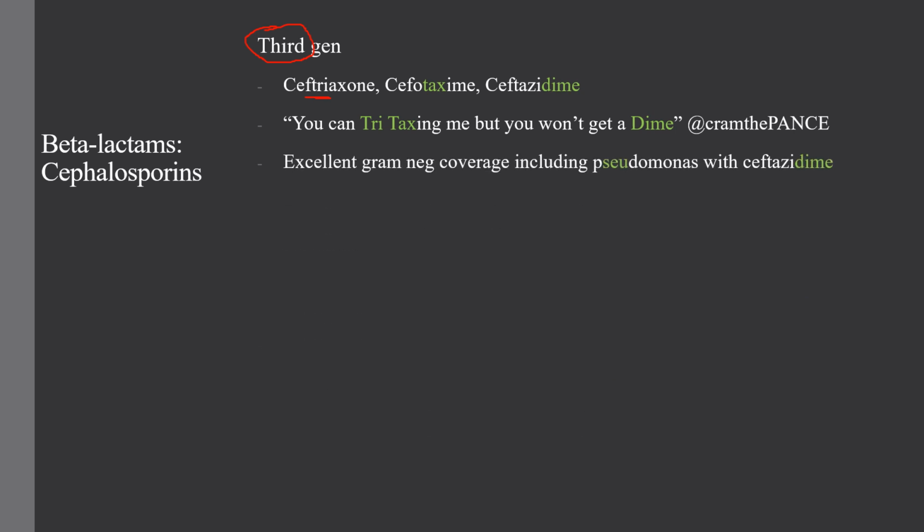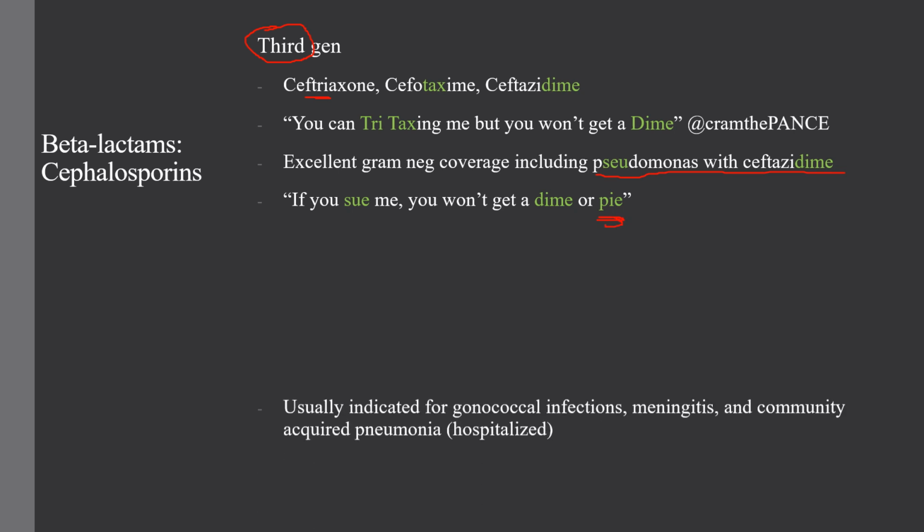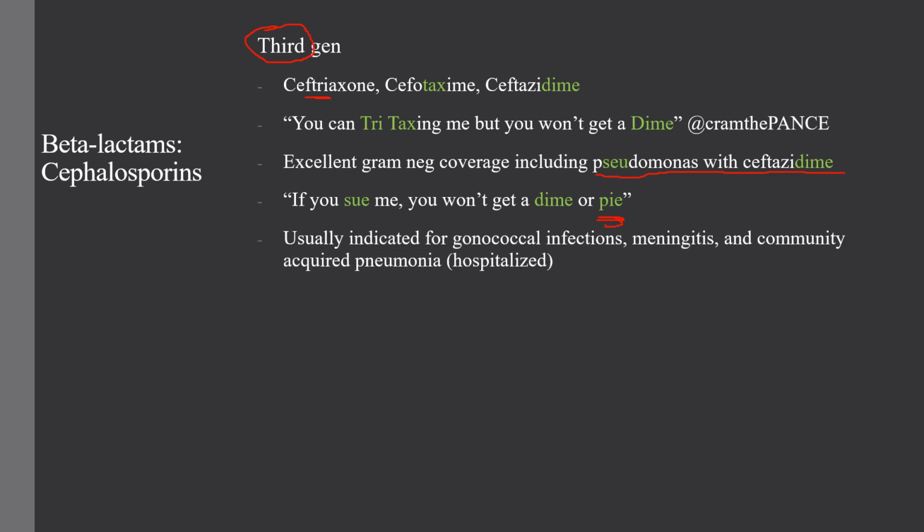They have excellent gram-negative coverage, including Pseudomonas with ceftazidime. And the way to remember this is: if you sue me, you won't get a dime or pie. I keep this one in here because this refers to the fourth generation, which I'm going to get to in just a moment. So these classes are usually good for gonococcal infections, meningitis, or community-acquired pneumonia, which is hospitalized.